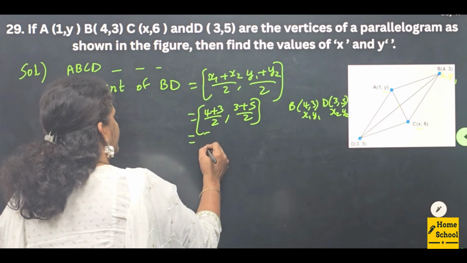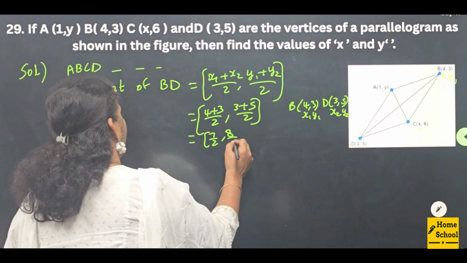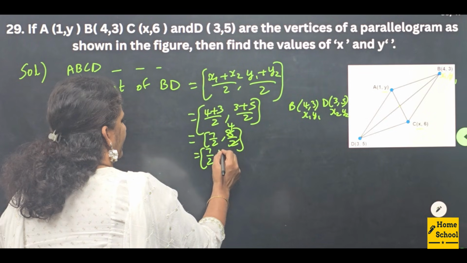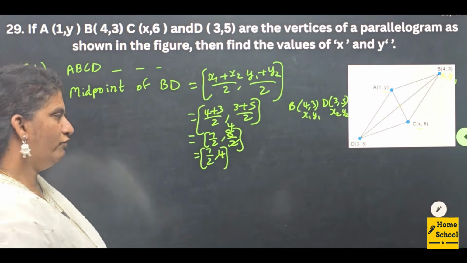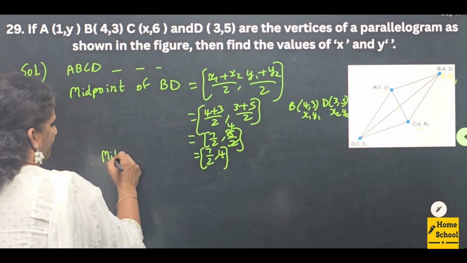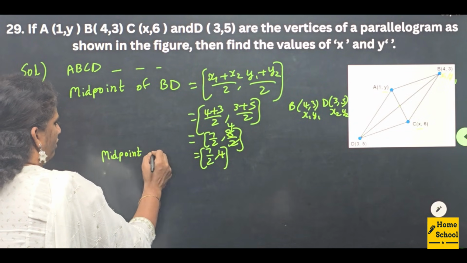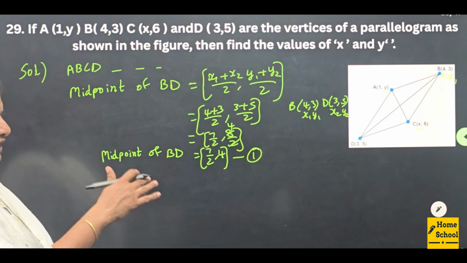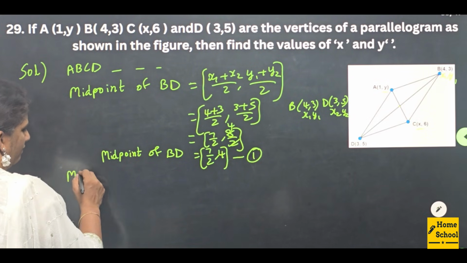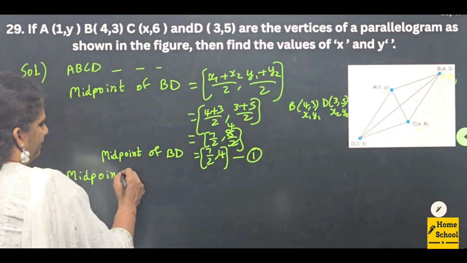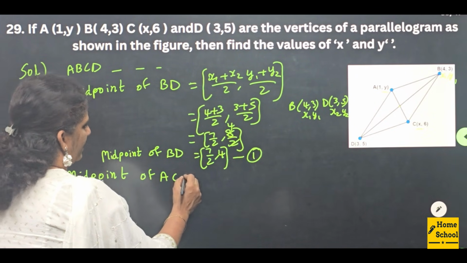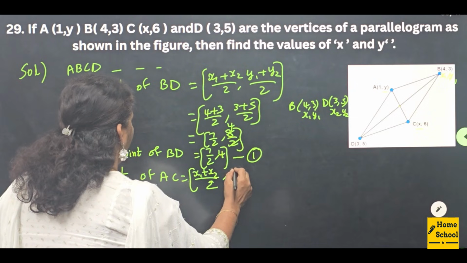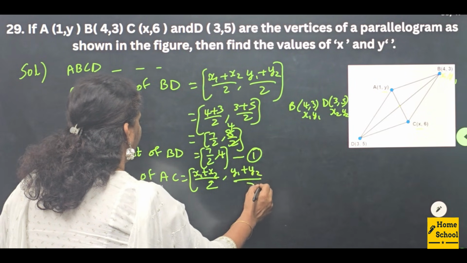That will be 7 by 2, and 8 by 2 is 4. Therefore, the midpoint of BD is (7 by 2, 4). Midpoint of BD is equal to (7 by 2, 4), we got. Similarly, find the AC midpoint. Midpoint of AC, again the same formula: (x1 plus x2) by 2, (y1 plus y2) by 2.